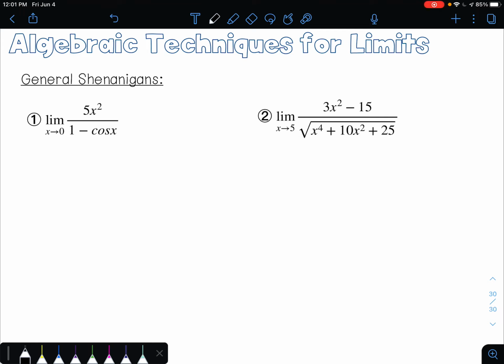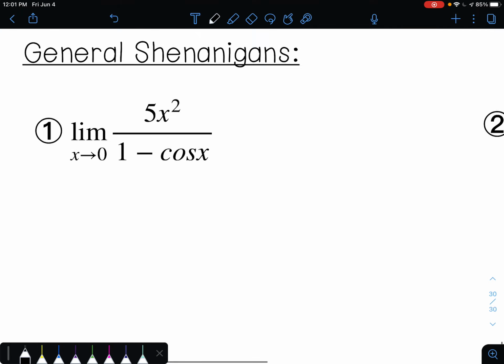So sometimes when we try to use substitution to find a limit, and we get 0 over 0, an indeterminate form, the other tricks might not necessarily work. So I have this technique I like to call general shenanigans, or just being generally clever. These are just other techniques that don't fit under the other headings.